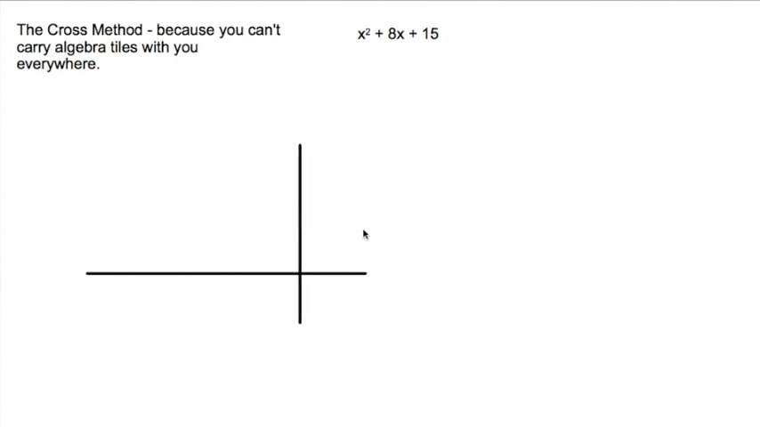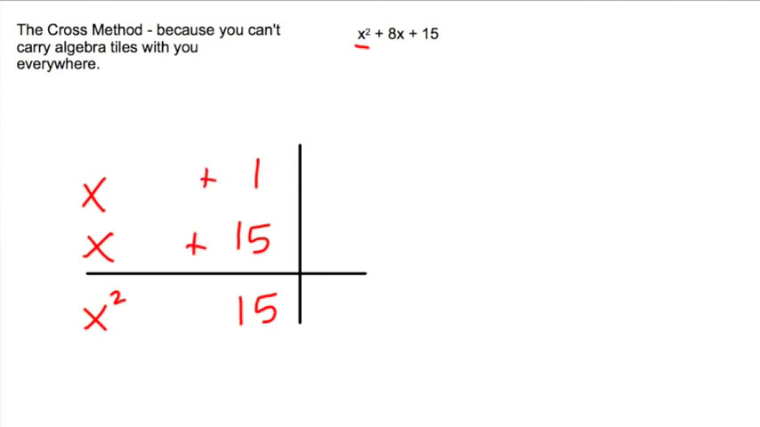Okay, now, first thing I'm going to do is go ahead and write down x squared and my constant term 15 on the left-hand side of this cross over here. Now what I'm going to do is write down a pair of factors of x squared and a pair of factors of 15. So I know that x times x will get me x squared, that's a pair. And now 15. Let's try 1 and 15. That's a factor pair of 15. All right, let's go with positive 1 and positive 15.